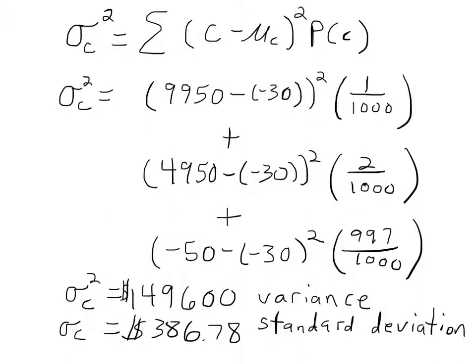So just one thing to remember is that the standard deviation carries the same units as the original problem, and the variance carries the square of those units. So technically the variance is 149,600 square dollars, which is kind of awkward and doesn't make sense. Which is why typically the standard deviation is the value that I'm going to be most interested in.